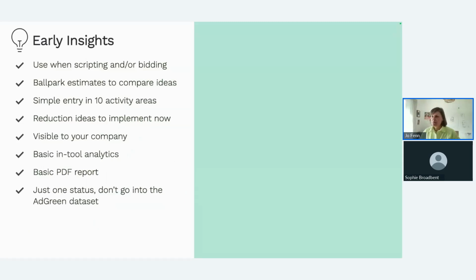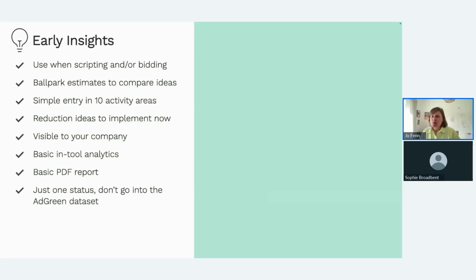So early insights, use at an early stage. Use when you're scripting or you're bidding. What that's giving you is ballpark estimates based on your educated guesses. And we've got lots of drop downs in there for you to select between, so there's not too much you have to come up with out of thin air to compare different ideas. And we'll give you some examples of comparing different options in a bit.